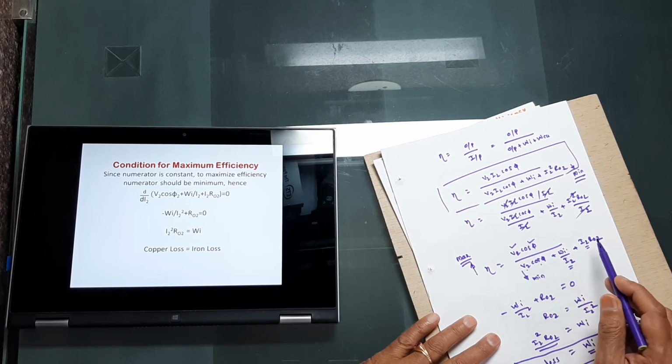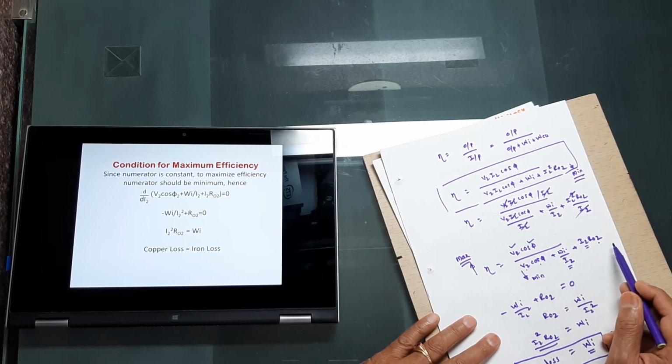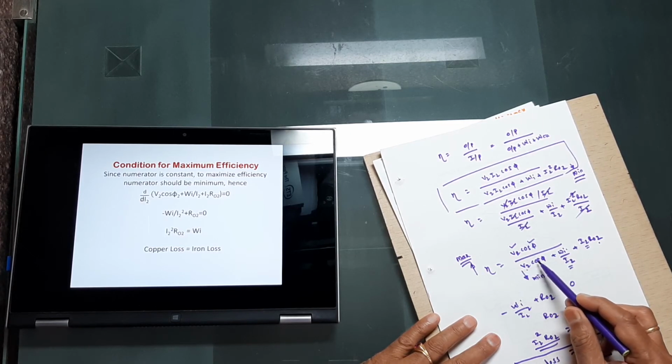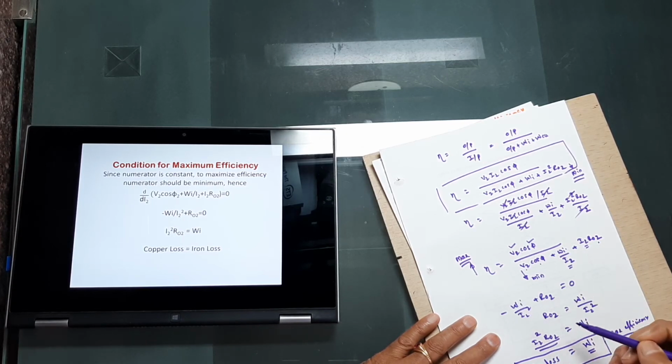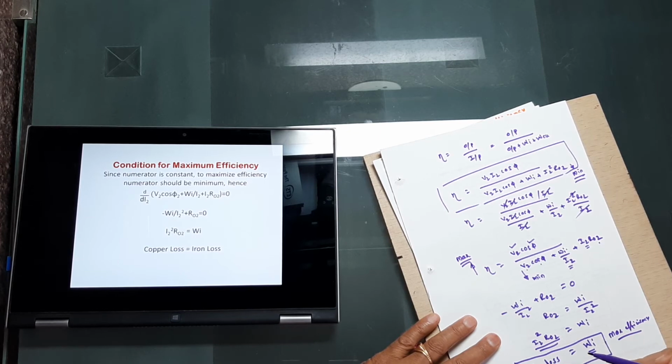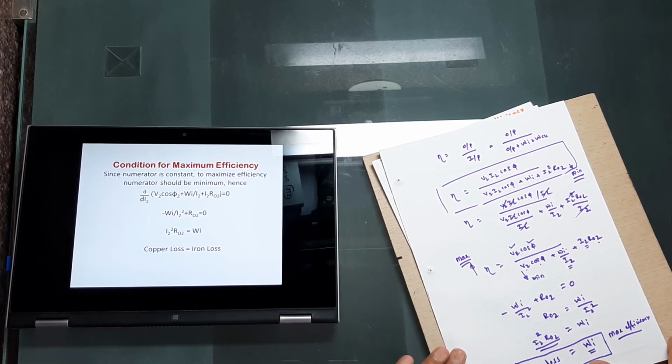Therefore, what is the condition for the minimization? d by dI2, that is d of the variable, must be equal to 0. If you are differentiating this whole term, then what I am getting is minus Wi by I2 square plus RO2. Then if you are cross multiplying by I2 square, what we are getting is I2 square RO2 is equal to Wi. That is, the copper loss is equal to the iron loss. This is how we have to derive the equation, to establish the relation between the copper loss and the iron loss when the efficiency will be a maximum.